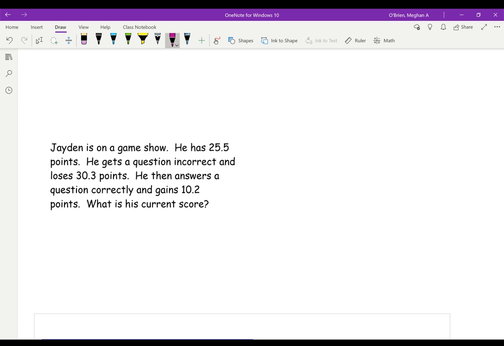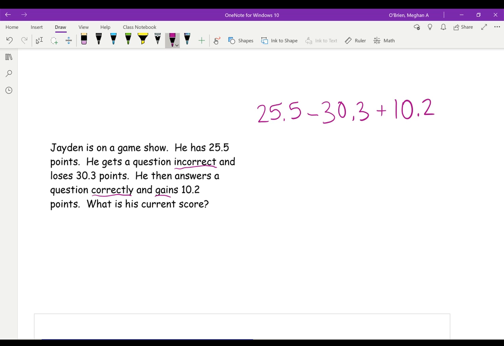I'm going to write this out as an expression to just kind of keep track of what's going on. So he has 25.5 points. He gets a question incorrect, which would be subtraction or like adding a negative amount. So I'm just going to represent it as subtraction for now. He loses 30.3 points and then answers a question correctly, which would be a positive, and gains, there's another keyword, gains 10.2 points. What is his current score?